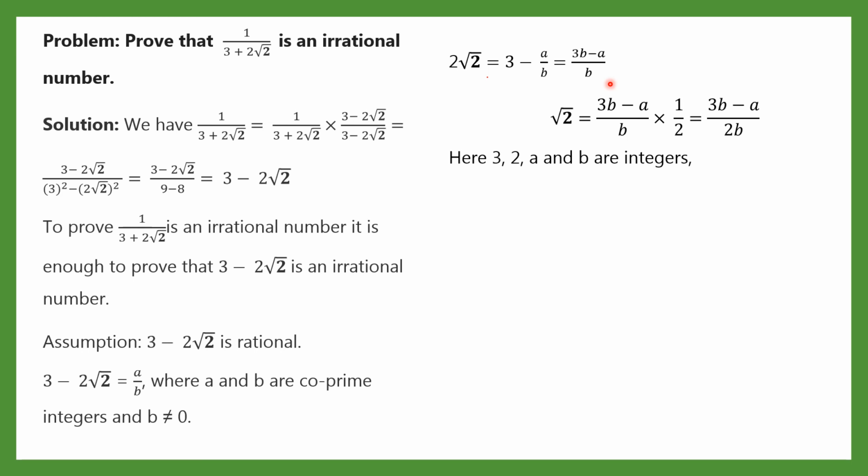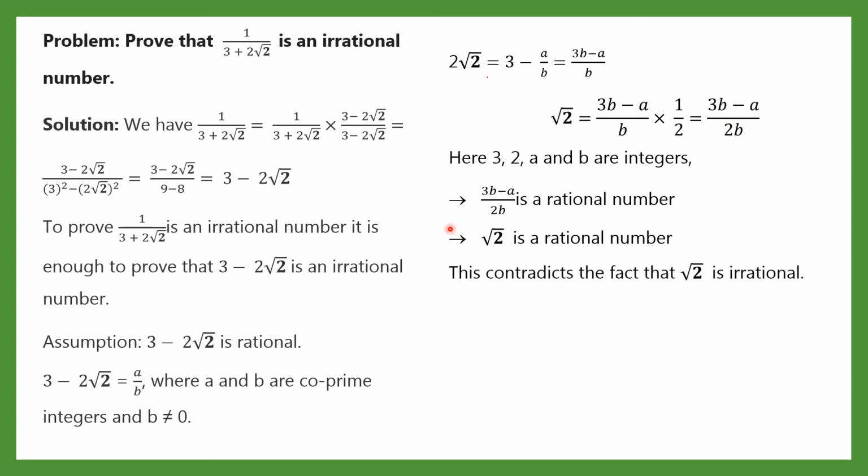Okay. Now take 2 to the right side. Root 2 is equal to 3b minus a by b into 1 by 2, that is 3b minus a by 2b. So what we got is root 2 is equal to 3b minus a by 2b. But here 3, 2, a and b are integers. Therefore 3b minus a by 2b is also a rational number. As all the numbers involved are integers, this will be a rational number. Now this is equal to root 2, that means root 2 is a rational number.